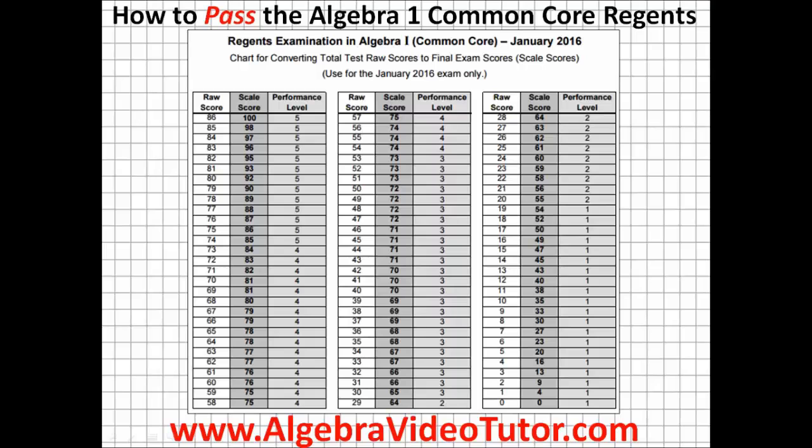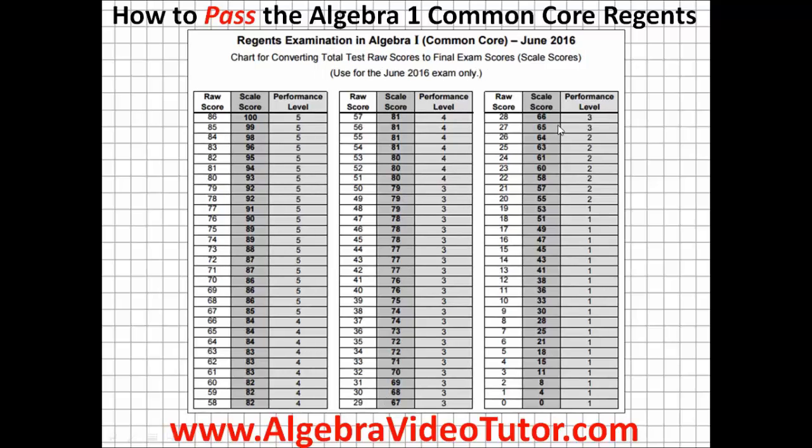Here's what it takes to pass the Algebra 1 Common Core Regents. Now this goes back to January 2016. If you get 86 points on the exam, that equates to a score of 100. Our goal is to get you to pass with a 65 right over here, and as you can see, you need to get 30 points. 30 points equals a 65.